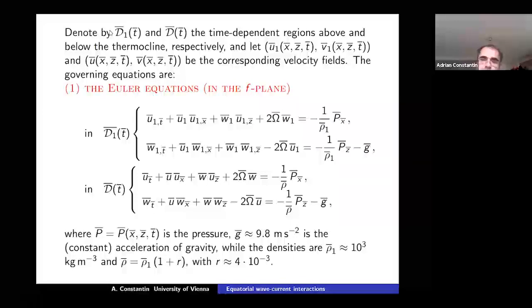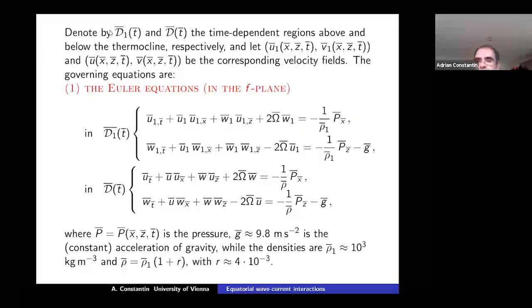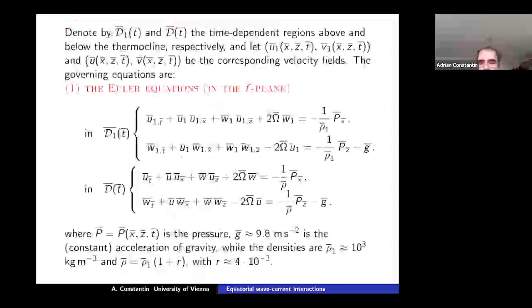You have 1 over density on the right. Well, you can move it to the right hand side, and there is ρ1 and ρ, right? And the difference is not that big. It's a factor of, you see, 4 per 1,000, but this still makes a big difference. So this is the notation. So the governing equations are the Euler equation.